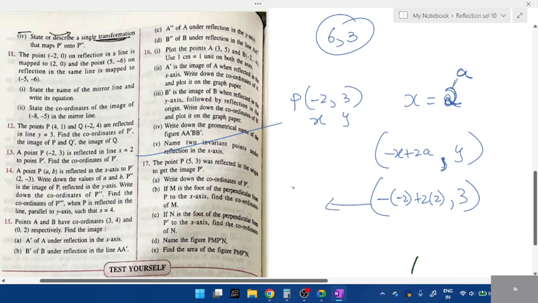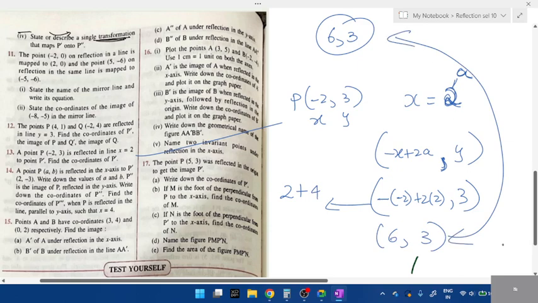So if you solve this, minus into minus is plus 2, plus 2 twos are 2 plus 4. Are we getting the answer? So for this question, the graph wasn't required. You check your answer in the textbook. What is the P dash value given? 6 comma. What is P dash, students? 6 comma 3, right? This is how we solve using the formula.